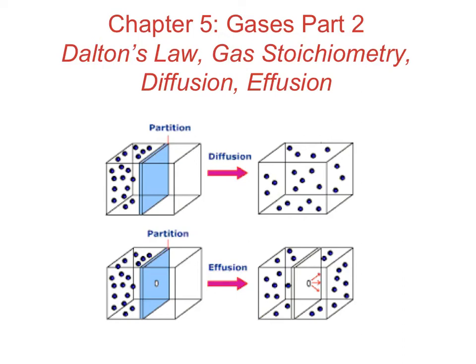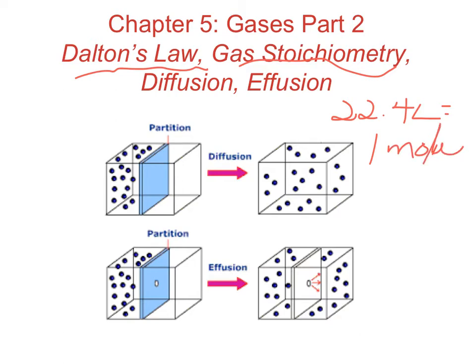This is the last lecture from Chapter 5, and this will focus on a couple of different things, primarily Dalton's law of partial pressures, some gas stoichiometry, where we will use our new conversion factor that 22.4 liters of any gas contains 1 mole of gas particles.